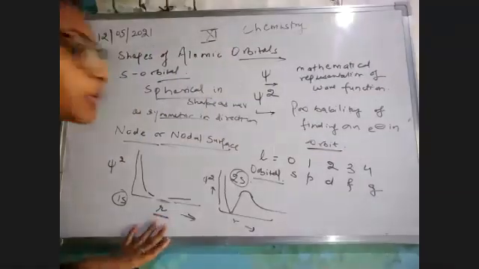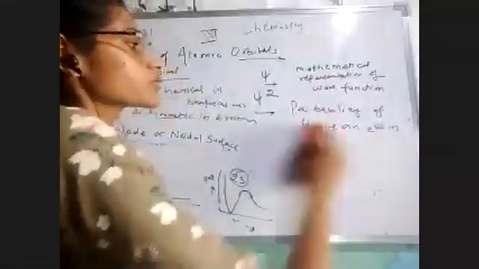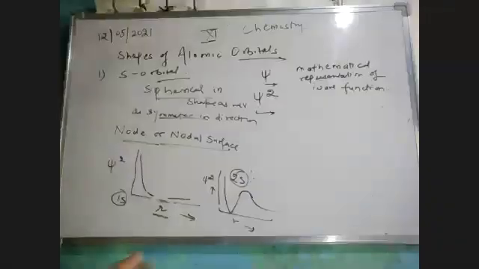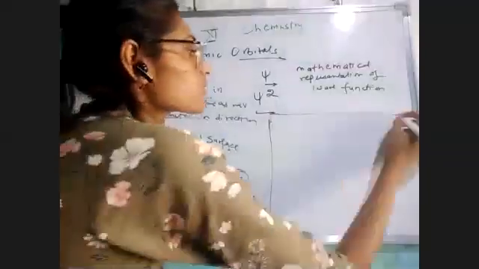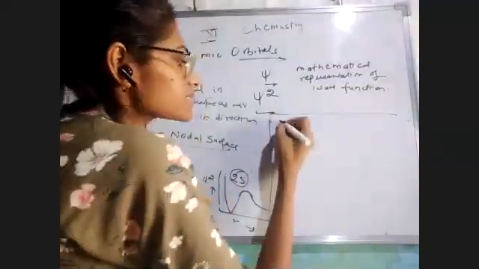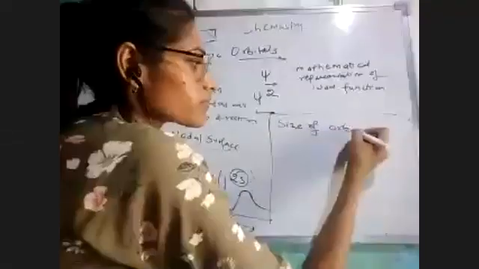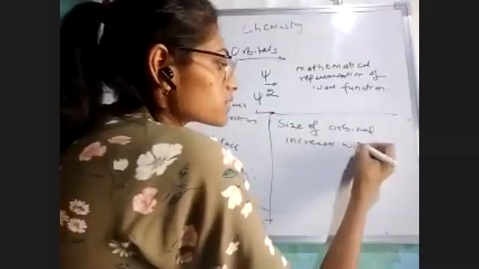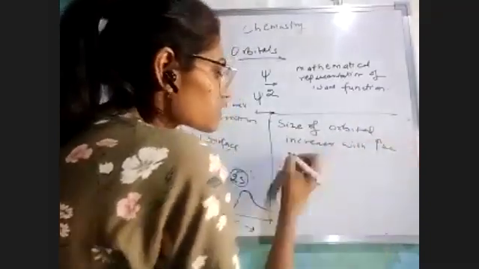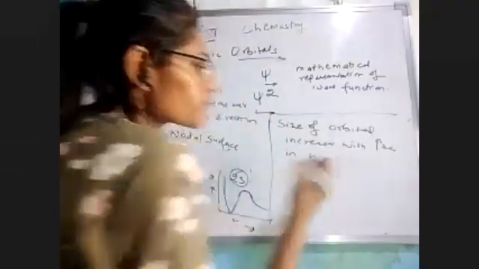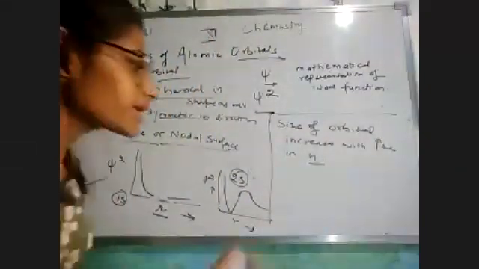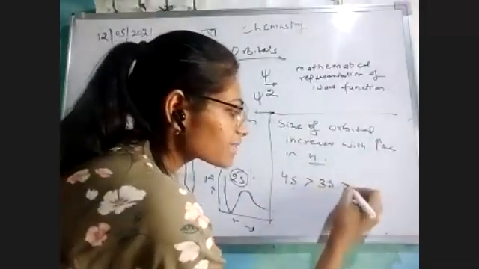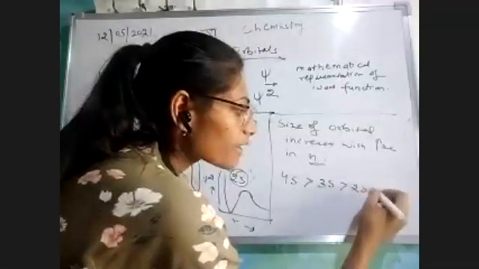I'll come to notes again, but let me explain this particular topic. I'm saying that the size of orbital increases with increase in our principal quantum number n. So we can say that 4s size is much greater than 3s, then 2s, then 1s.